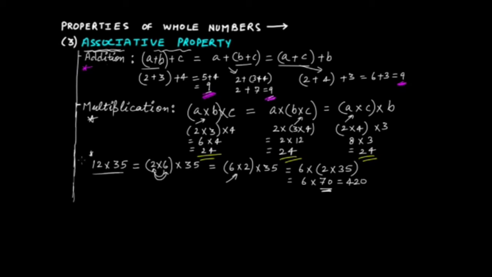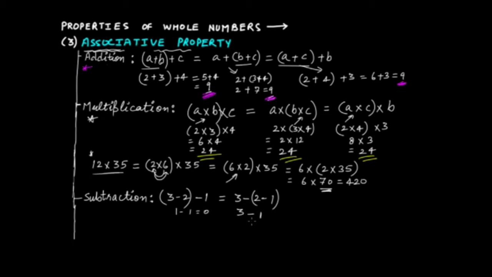Now let's move to subtraction and division. Why don't you similarly check for subtraction whether it will follow or not. Like if you are given 3 minus 2 grouped together and then minus 1. Is it possible that you can write it as 3 minus 2 minus 1? Will it be equal to it? You can check that this will be 1 minus 1, which is equal to 0, but this would be 3 minus 1, and it would be 2. So these two numbers are of course not equal.